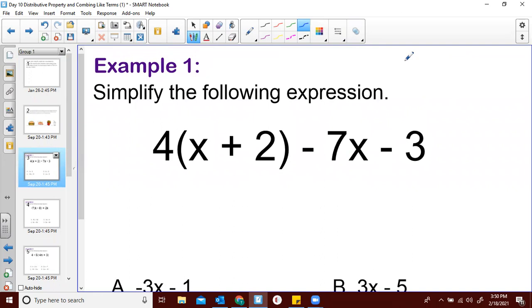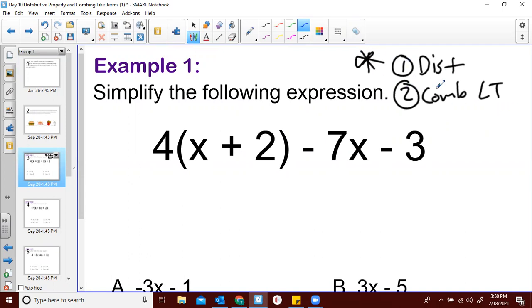All right, so I'm going to start with our first step, which is going to be the distributive property, and our second step, which is going to be combine like terms. All right, this is our bread and butter today, knowing these two steps in that order.